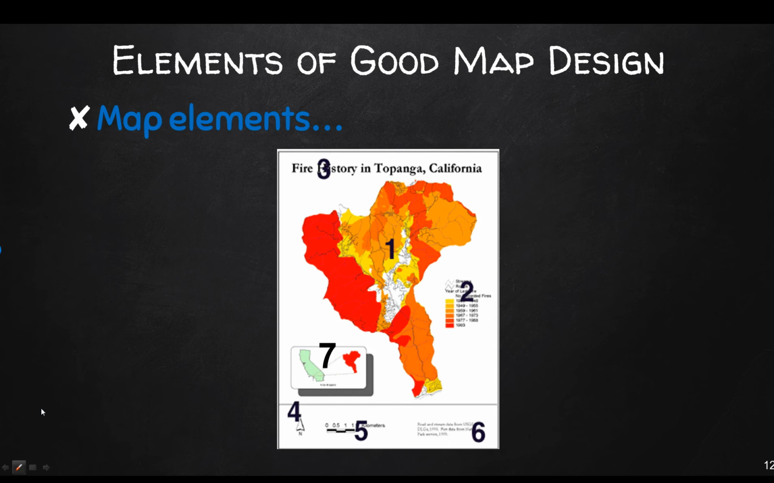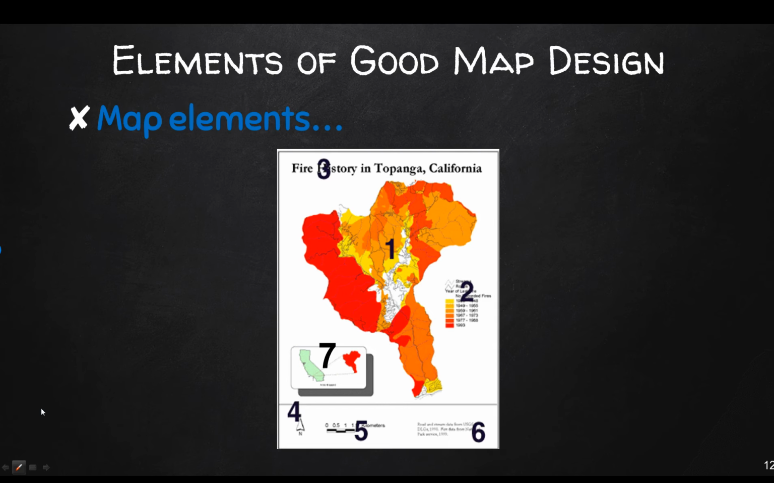Number 4 is the north arrow, which indicates the orientation of the map. North arrow elements maintain a connection to a data frame. Number 5 is the scale bar. It communicates the ratio at which the Earth has been reduced to place on the map.